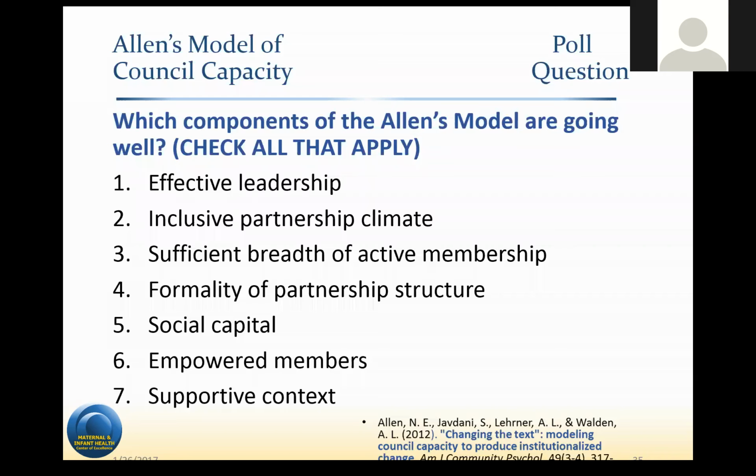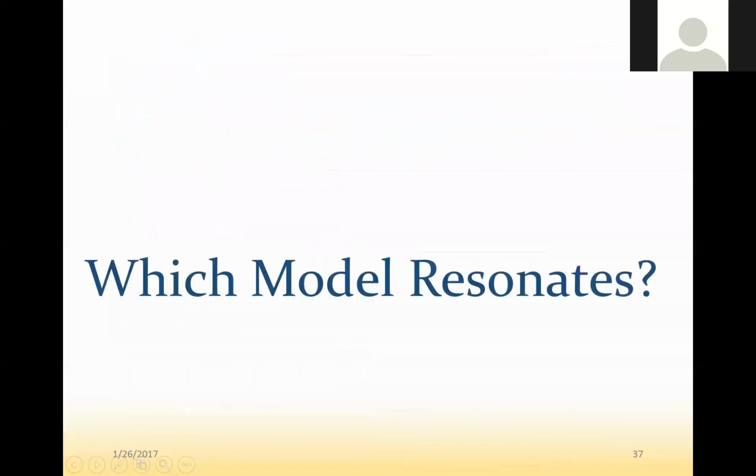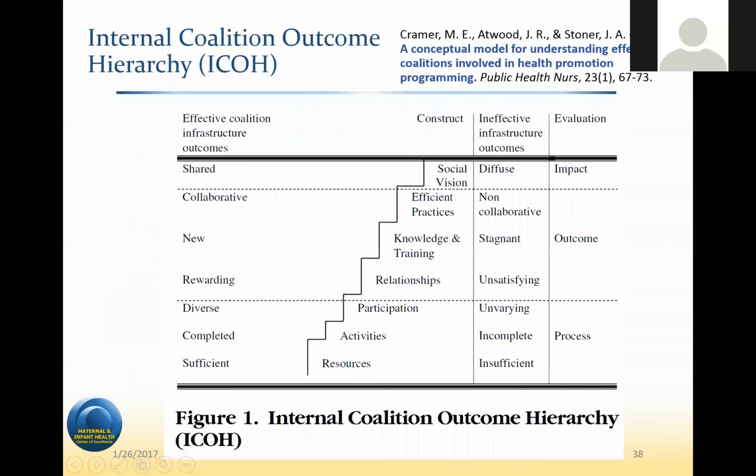Okay, so what we're doing well is inclusive partnership climate. Look at social capital. Social capital is an area where we need the most help. So that's interesting to me, because what I want you to do is be thinking about how, given what this model says, you can work on the inputs to social capital. That's something that we clearly want to keep working on.